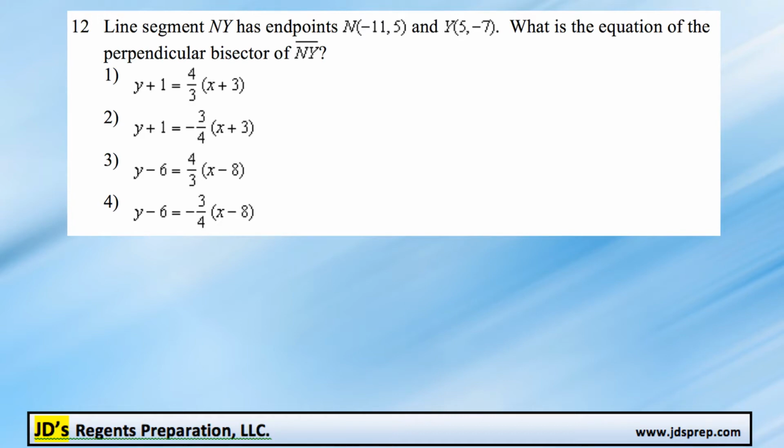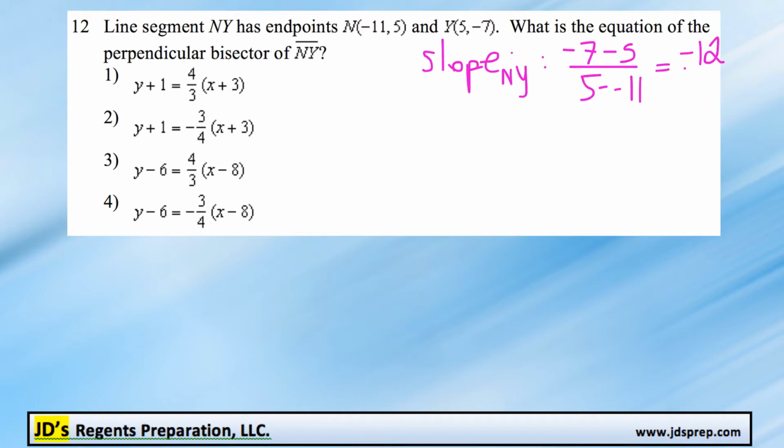So the first thing let's do is find out the slope of the line that we're given. The slope of NY we can find by taking the change in y over the change in x. So the change in y would be negative 7 minus 5, and the change in x would be 5 minus negative 11. And that gets us negative 12 over 16, which simplifies, if we divide by 4, to negative 3/4.